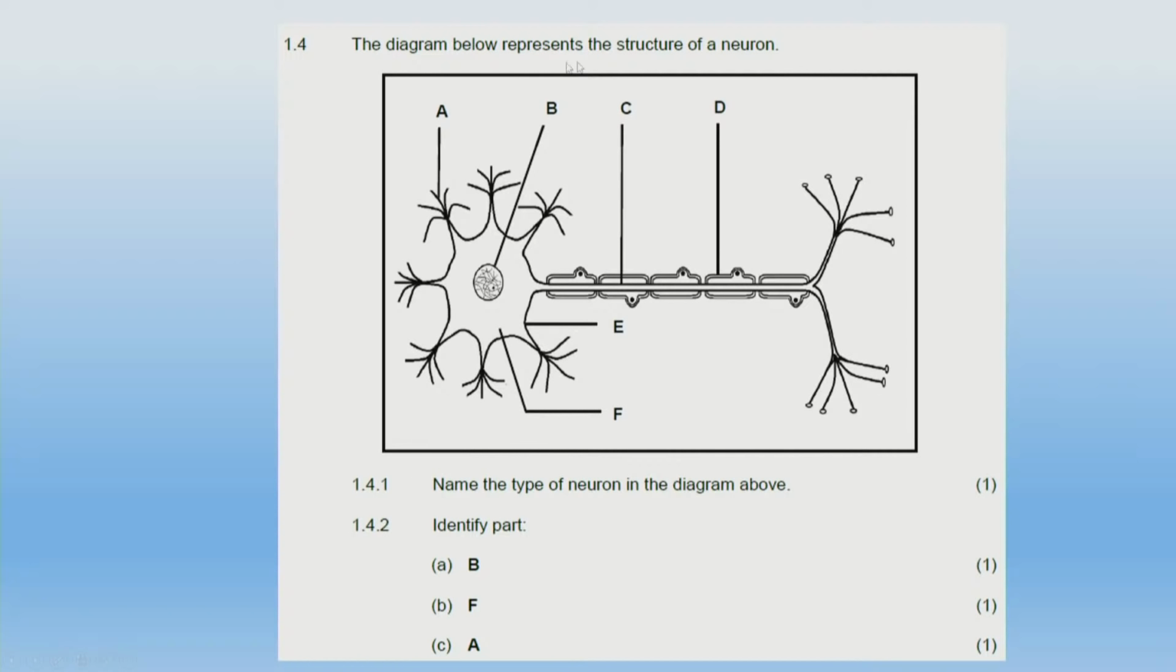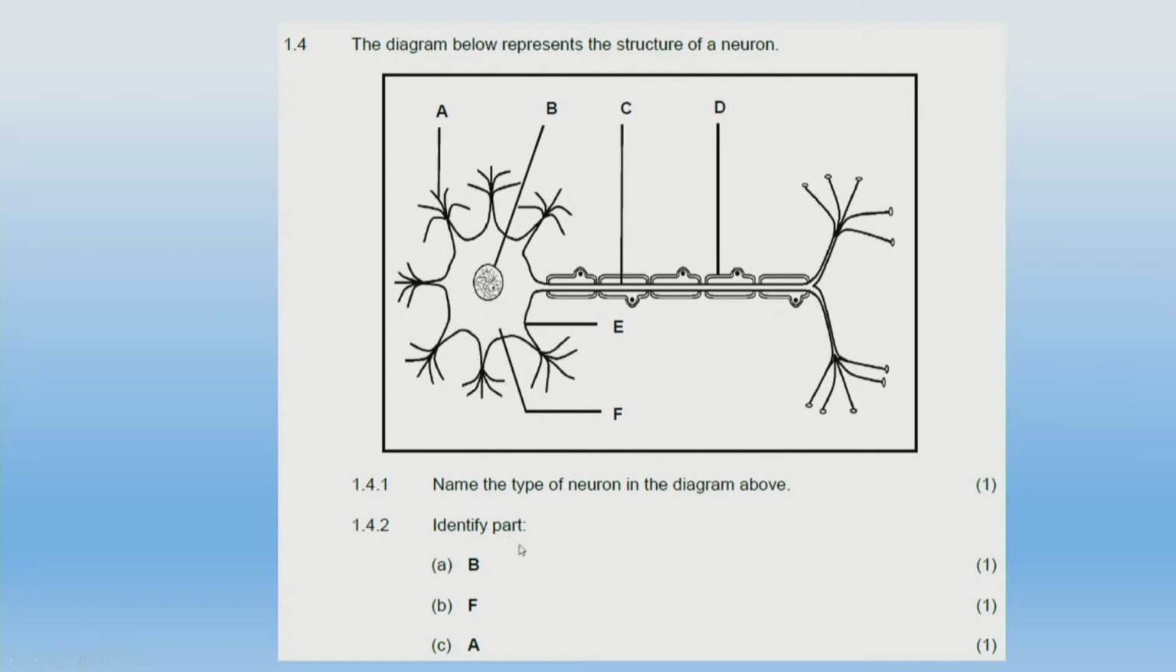And then question 1.4. The diagram below represents the structure of a neuron. Okay, we have this diagram and then labels A, B, C, D, E, and F. Question 1.4.1 says, name the type of neuron in the diagram above. Remember that I have said that you have to revise both the motor and sensory neuron. So you will have to be able to identify whether this diagram represents the motor neuron or the sensory neuron. So the answer for 1.4.1 will be the motor neuron.